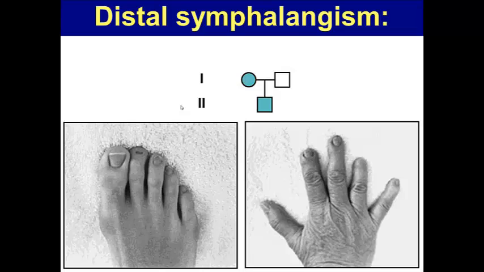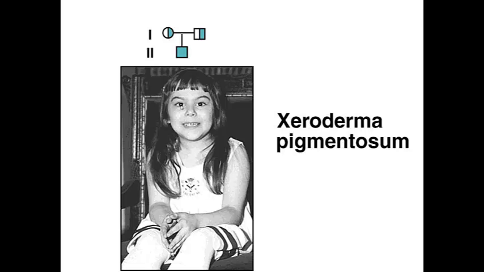Distal symphalangism, I think is how you say it, I'm not sure. So disorders of the hand and the feet, especially fingernails and digits. If you have a mother that's affected and a father that isn't affected, but they have an affected son, this is an autosomal dominant trait.